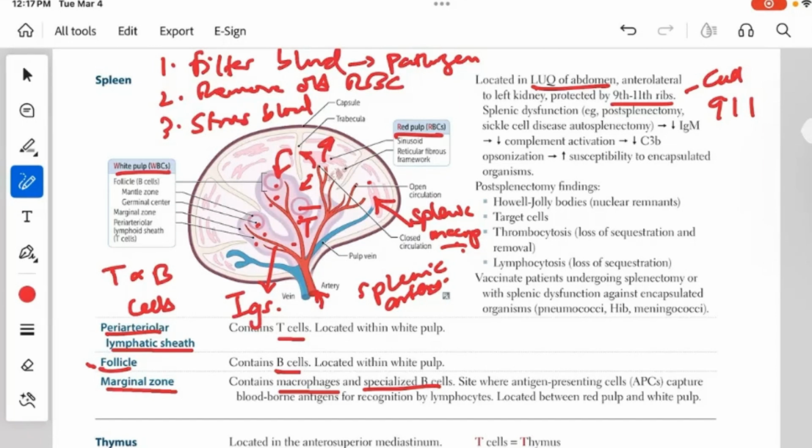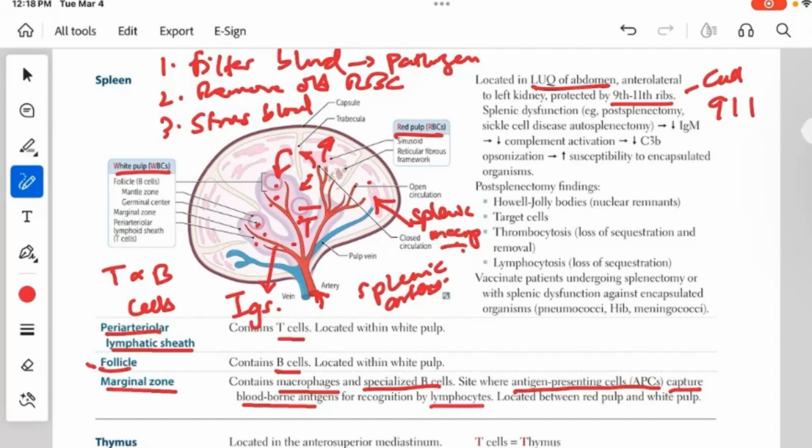When we come to the cells of the immune system, we'll discuss what antigen presenting cells are. Essentially, they are cells that capture blood-borne antigens and present them to the lymphocytes for recognition. The marginal zone is what separates the white pulp from the red pulp. That's where the macrophages from the red pulp go to present antigens to the T cells in the periarteriolar lymphoid sheath.